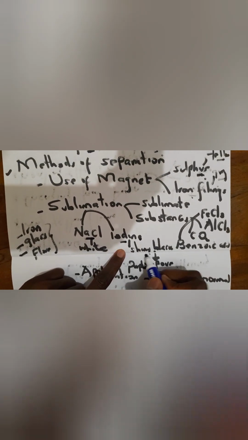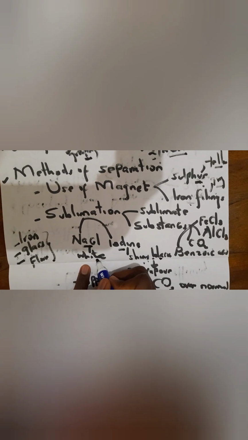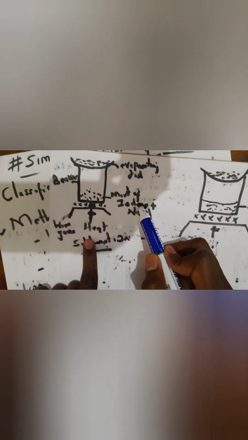Now, I'm going to consider sodium chloride and iodine. Iodine is always shiny black crystals, and sodium chloride, the common salt which we all know, is white in color. When these two are mixed together, allow me to open the diagram to show you something about sublimation. Look here: this is the iodine, and this is the sodium chloride. If you apply heat to the mixture of iodine and sodium chloride, the iodine will rise.